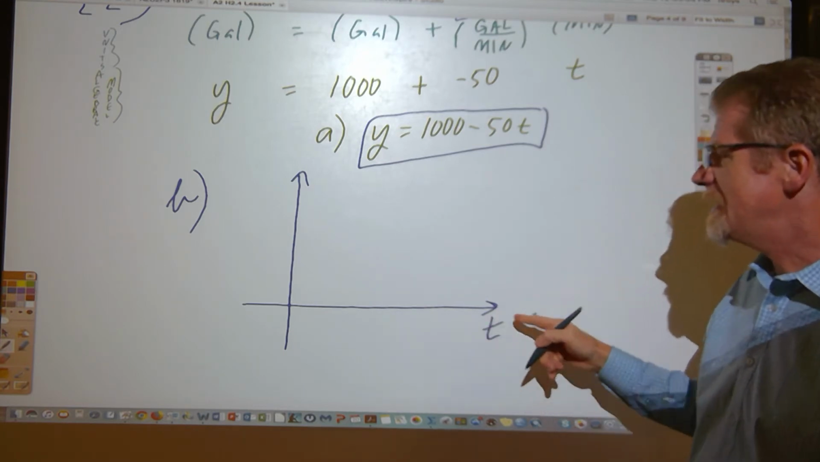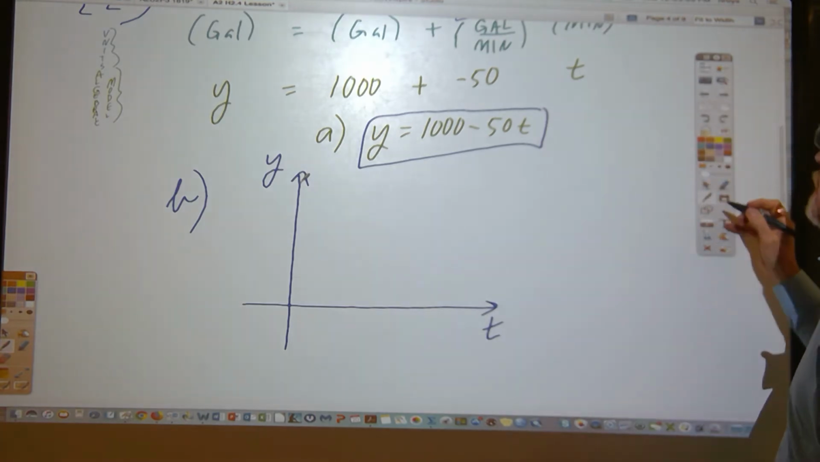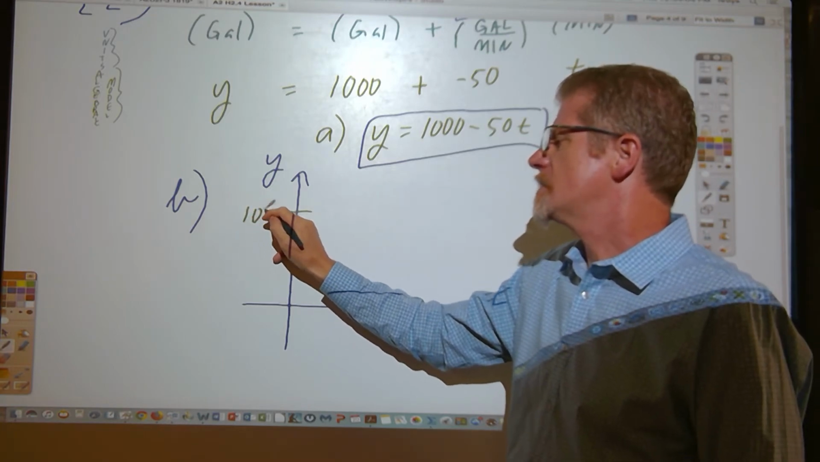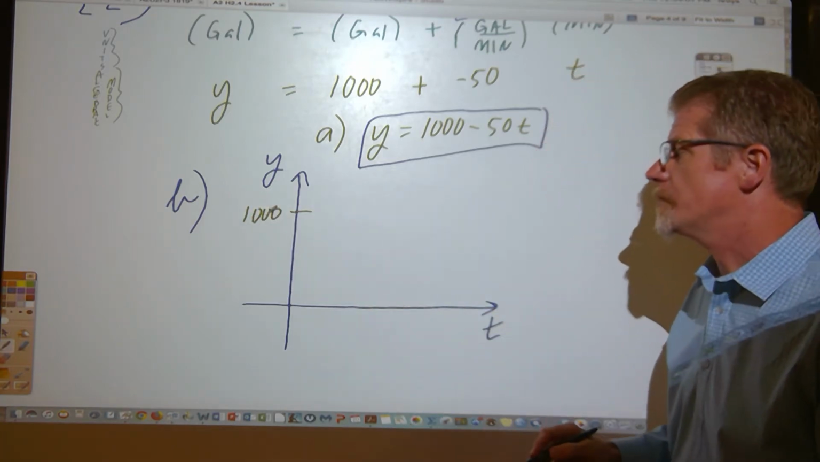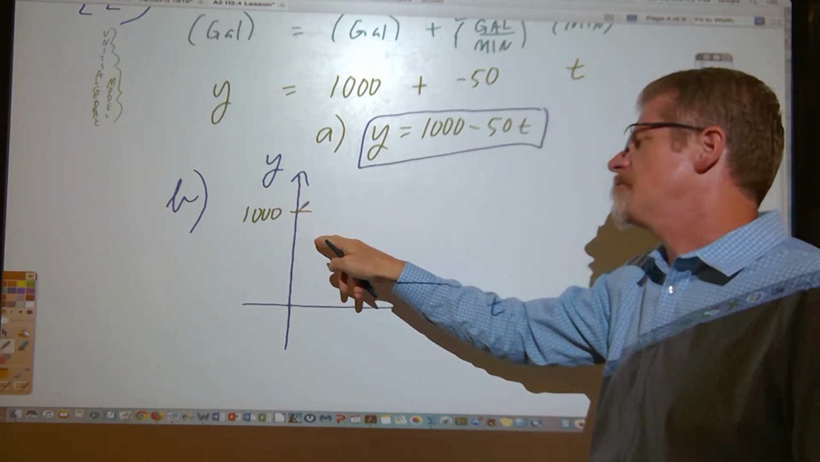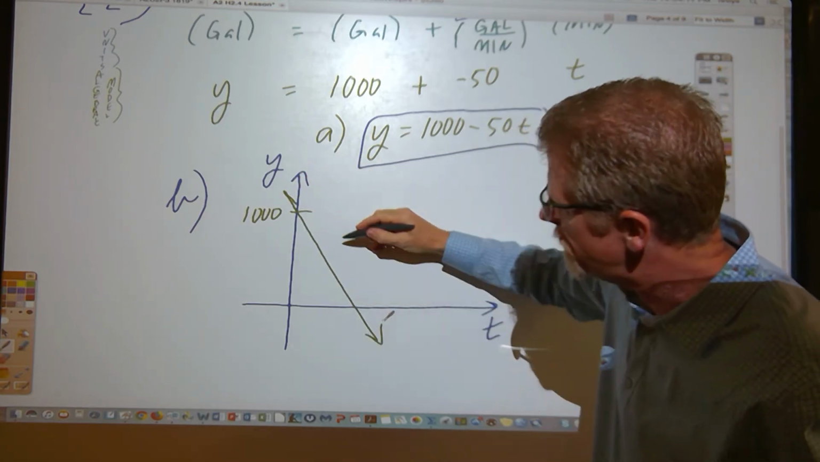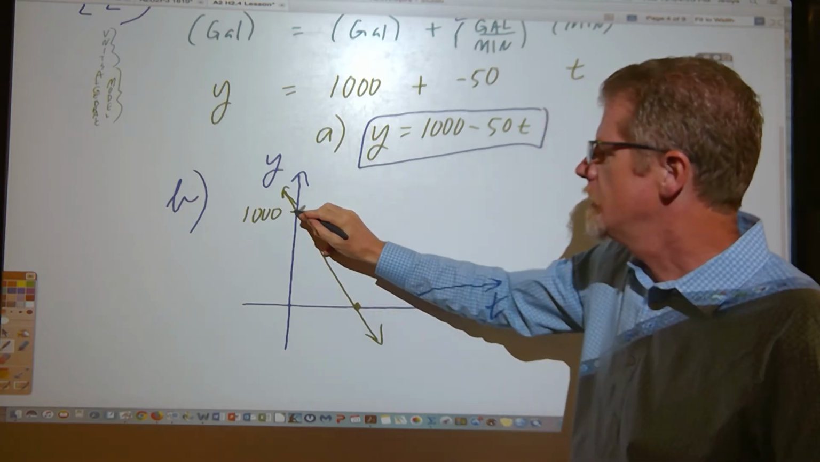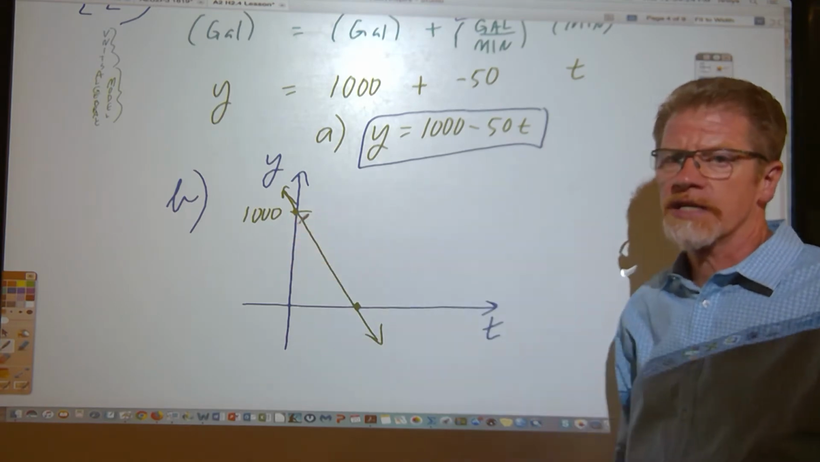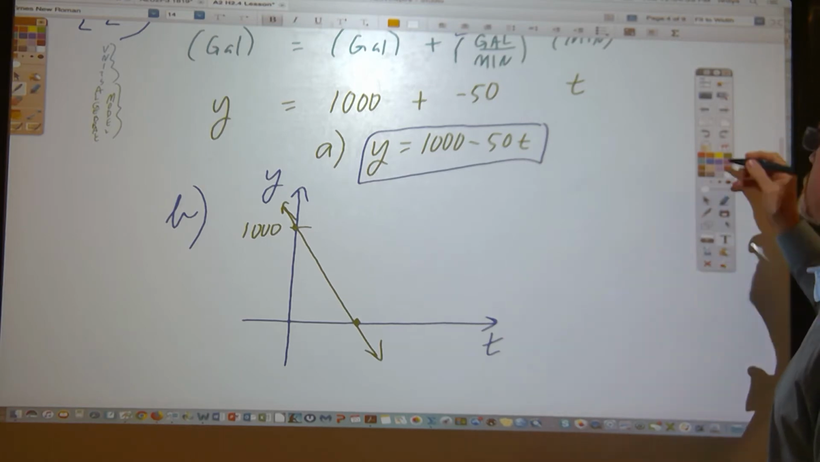We have T on the horizontal axis and Y as the label on the vertical axis. And since the intercept is 1,000, we start out not at 60 pairs of tickets, but we start out at 1,000 gallons of water. And because the slope is negative, we're going down 50 gallons every minute. We know the slope is going to go down in such a way that it eventually hits the t-axis. So they're asking us to write a little paragraph explaining what the y-intercept means, and write another little paragraph to explain what the t-intercept means.